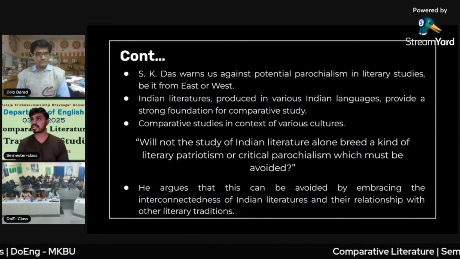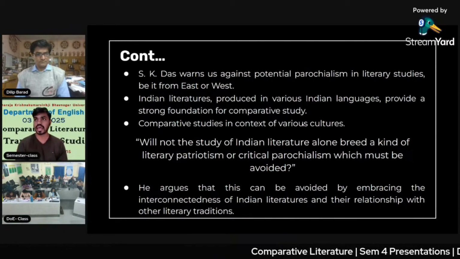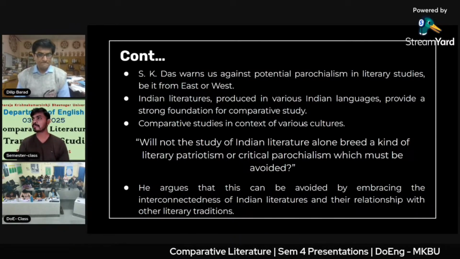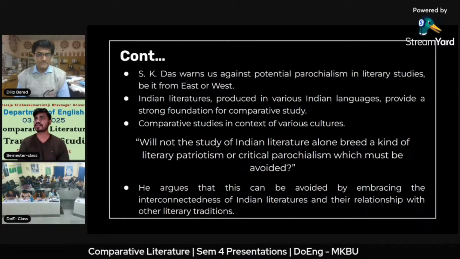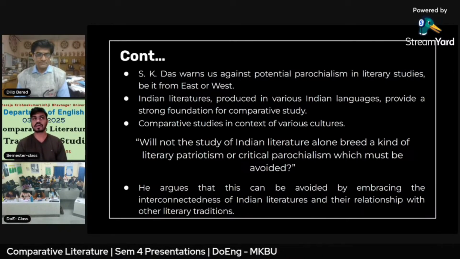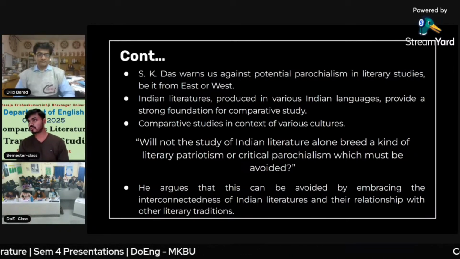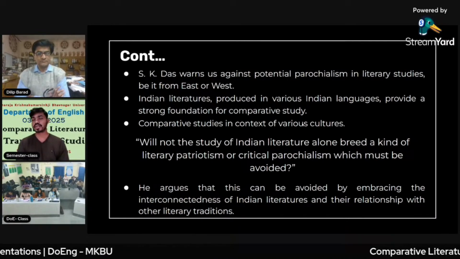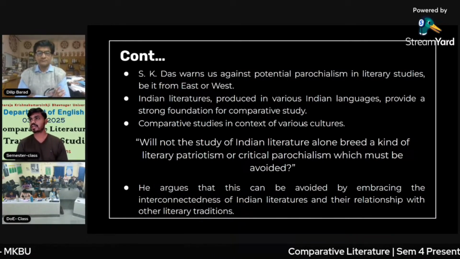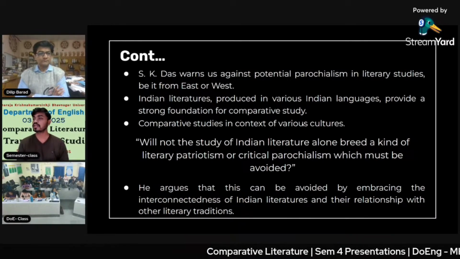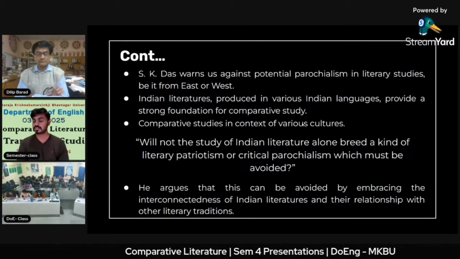From history, we can see that Indian literature has influenced and been influenced by many other languages and literary traditions. India has given birth to languages like Urdu, and in history also, Sanskrit plays have been translated and read by various other literary traditions.